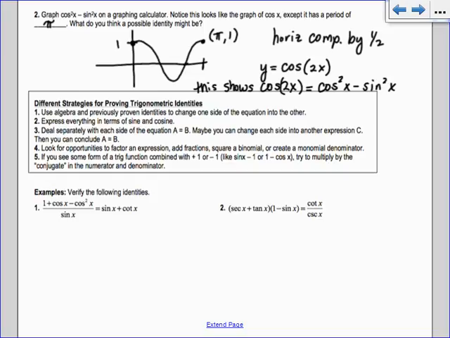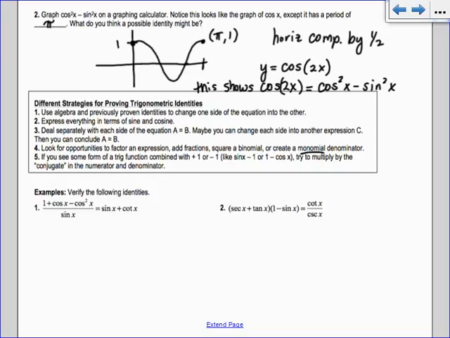Number three, you can deal separately with each side of the equation. So maybe you start with the left-hand side and you get it equal to cosine of x. And then you take the right-hand side and you get it equal to cosine of x. Then you can say that the two things are equal to each other. Number four, you could look for opportunities to factor an expression. You could add fractions by getting common denominators. You could square a binomial, like multiply things out, or create a monomial denominator.